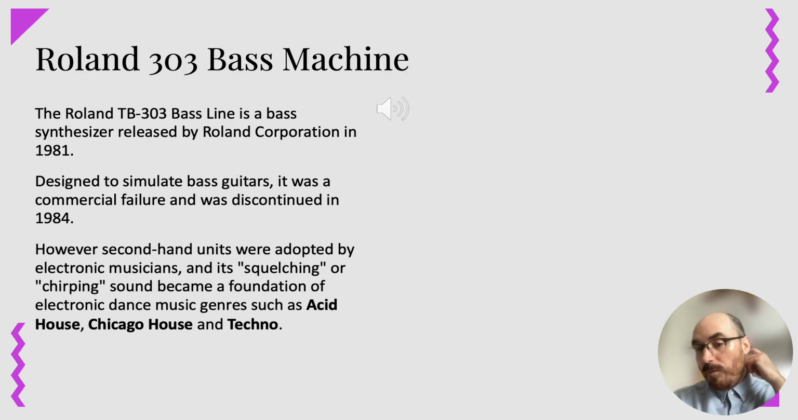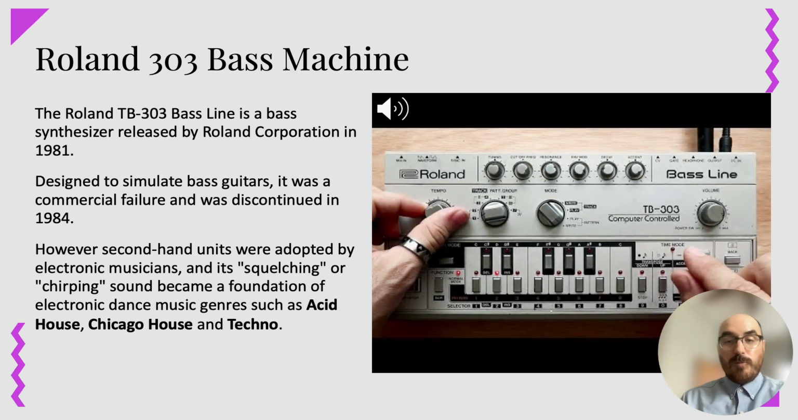So these things start to evolve. And one really famous example and a really great story of history of electronic music would be the Roland 303 bass machine. So the Roland 303 bass line was released by Roland in 1981. It was designed to simulate bass guitars, but it was a commercial failure and discontinued in 1984. However, secondhand units were adopted by electronic musicians for its squelching or chirping sound that became the foundations of electronic dance music such as acid house, Chicago house, and techno.